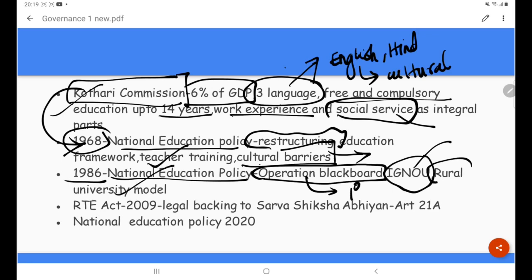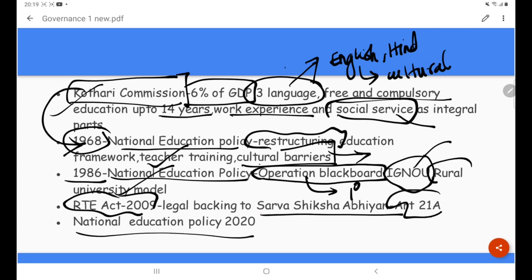Then after that, the right to education as a fundamental right, which was in 2009, and it was giving legal backing to Sarva Shiksha Abhiyan. It deals with Article 21A. Then the latest thing, the National Education Policy.